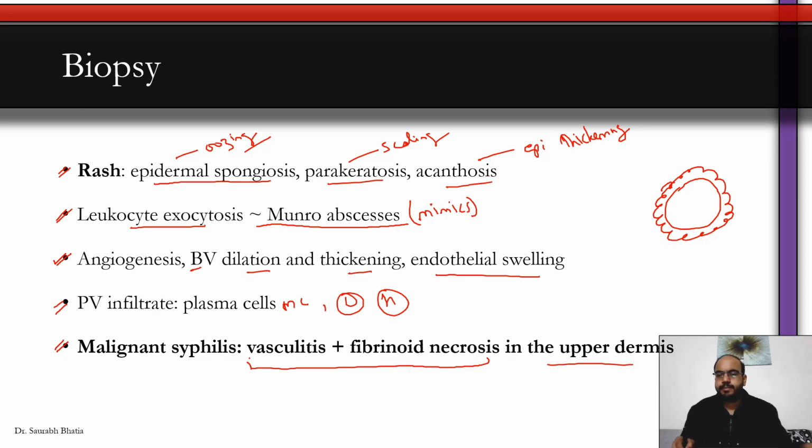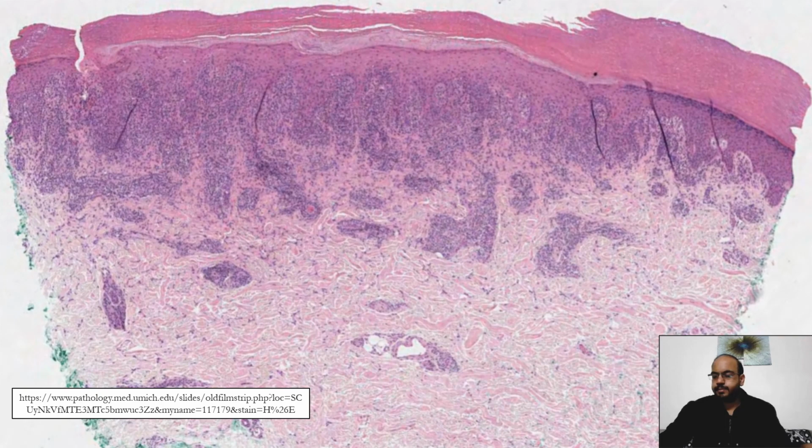Okay, let's move forward. So this is a histopathology of secondary syphilis. I will put this link to pathology.med.edu. Here you have the digital slides for secondary syphilis, so you can zoom in and look at the infiltrate. I will not be able to do that in a PPT format, but I encourage you to go to this site and look for yourself regarding the histopathology. Now, okay, mention in comments what you think is the site of this biopsy. If you know the site, mention it.